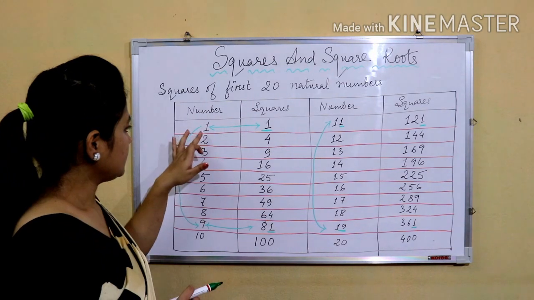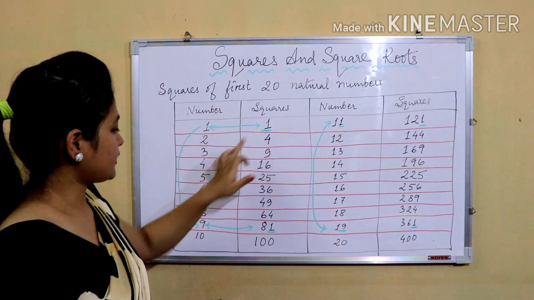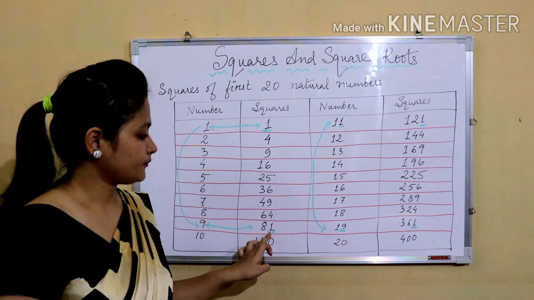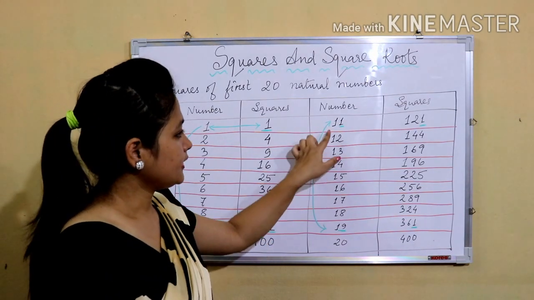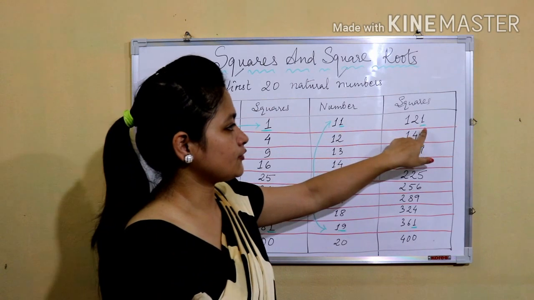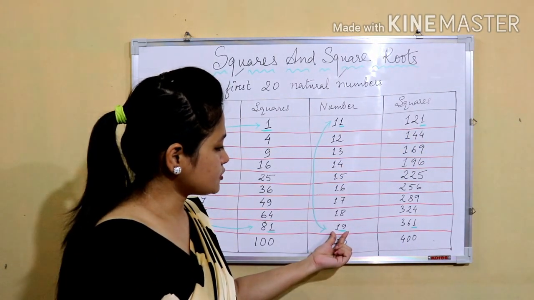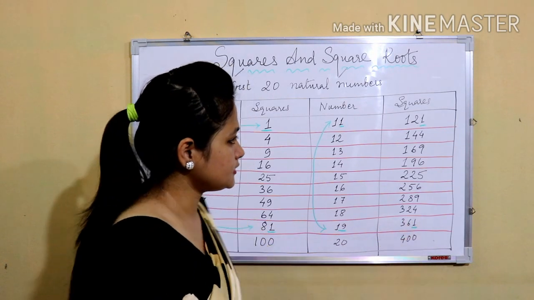Okay, can you see? 1 square is 1. 9 square is 81. The unit digit in this case is 1. Same way, 11 square is 121, the unit digit is 1. The same way, 19 square is 361, the unit digit is 1.